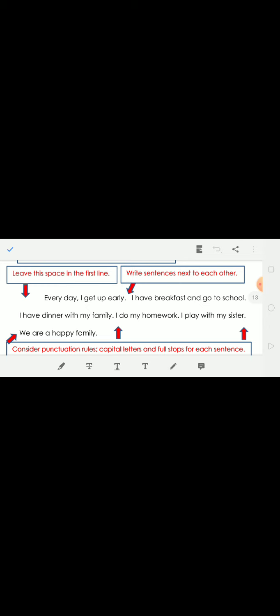Let's read this paragraph again. Every day I get up early. I have breakfast and go to school. I have dinner with my family. I do my homework. I play with my sister. We are a happy family.